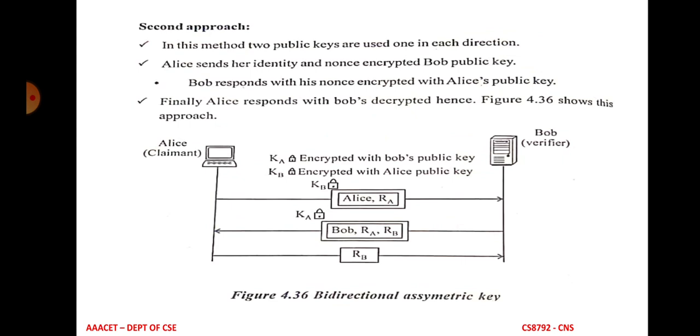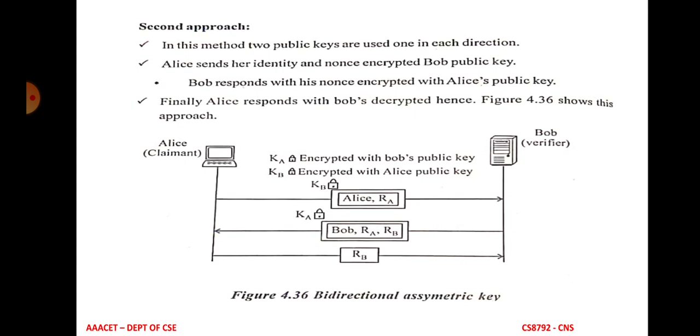So in the first manner, Alice sends her identity and nonce encrypted with Bob's public key, right? In the diagram you can clearly see that the first message was sent from Alice to Bob. The key is KB, that is Bob's public key, and Alice's RA. RA is the nonce value, and Alice sends her identity and nonce value, which were encrypted by KB, from Alice to Bob. So in the next step, Bob responds with his nonce, that is RB, which was encrypted by Alice's public key, KA, sent from Bob to Alice.